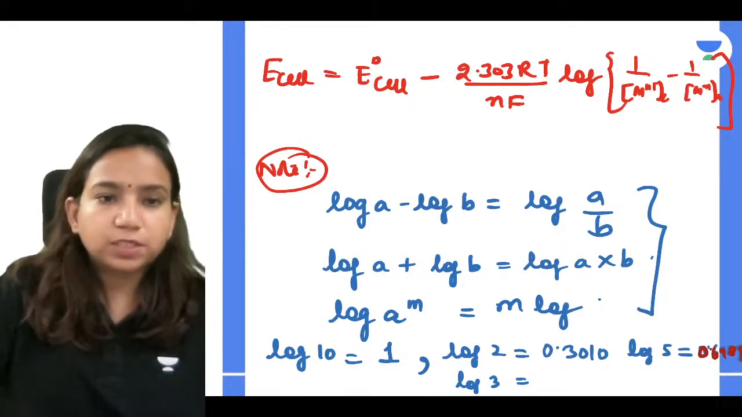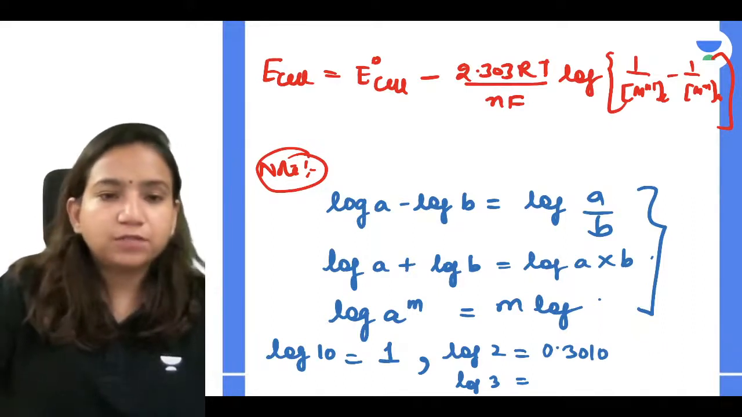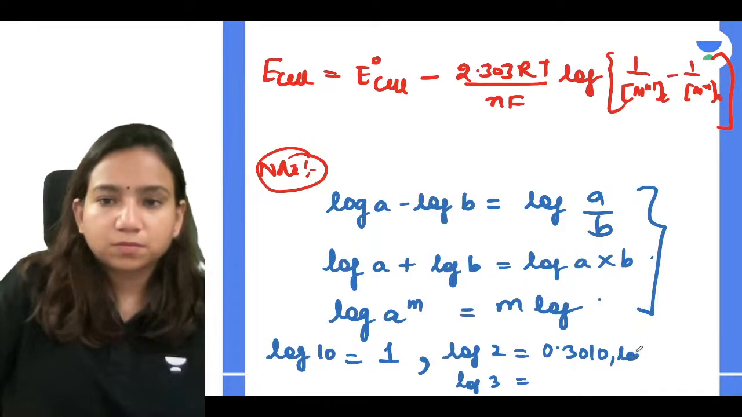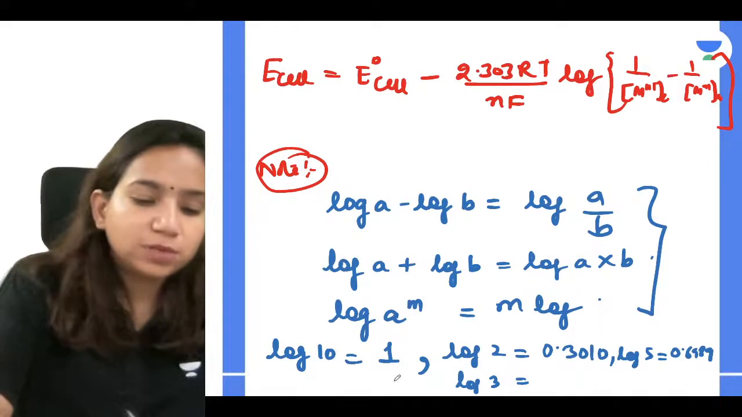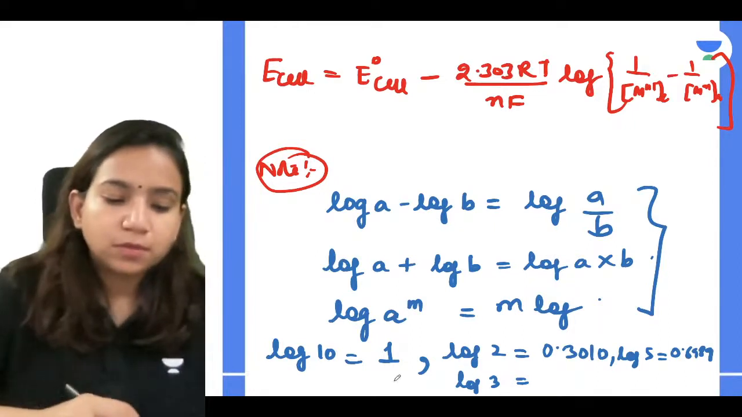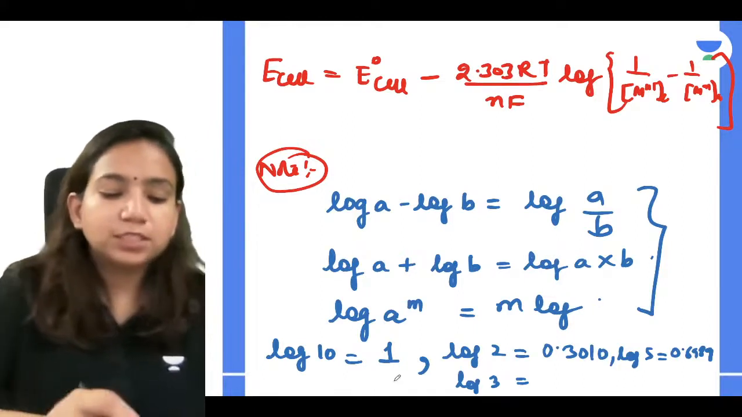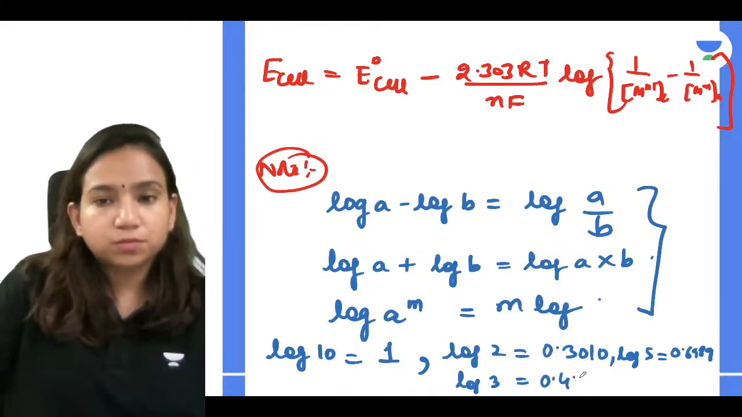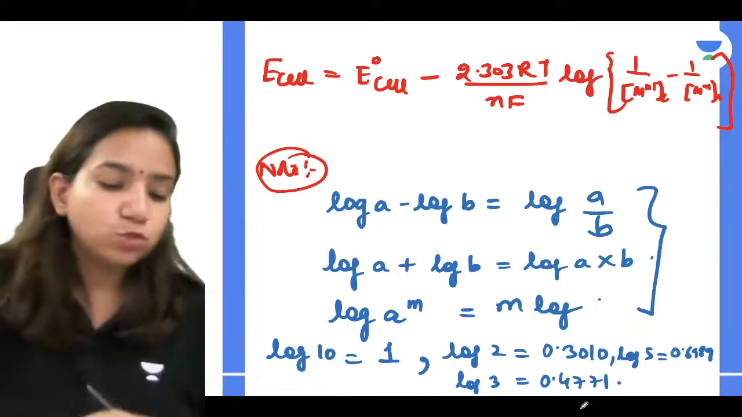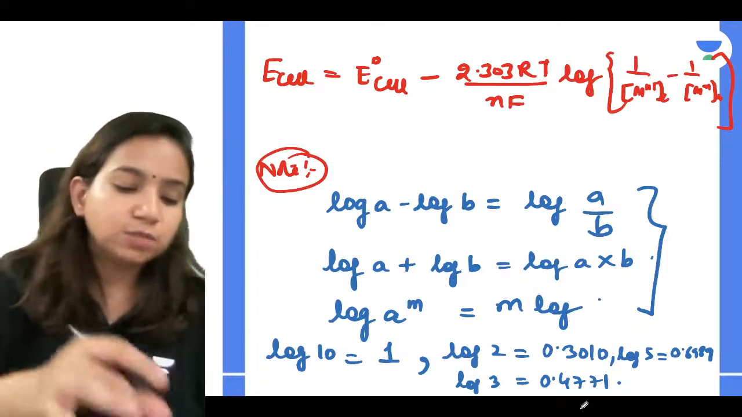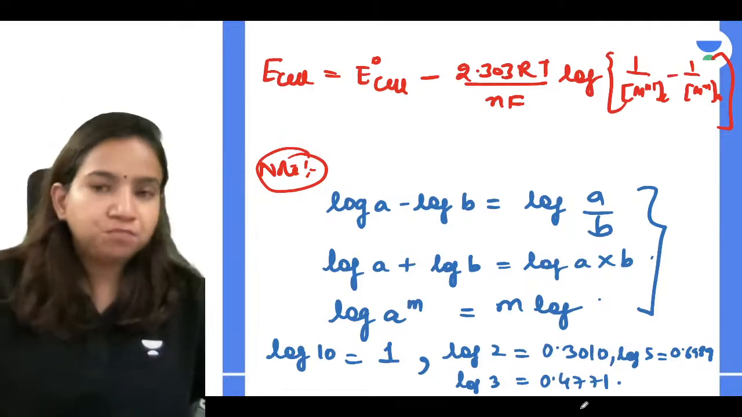So log 5 is 0.6989. And what is log 3? Anyone knows the value of log 3? Yes, it is 0.4771. So if you know all these values, you will be able to do most of the questions in the easiest manner. You don't have to depend on the log table, guys. You will be able to solve 95% of them.